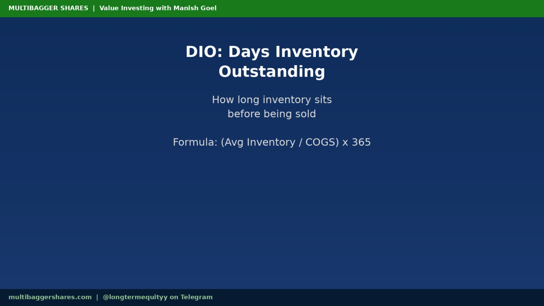DSO stands for Days Sales Outstanding. This measures how many days it takes to collect payment from customers after making a sale. In India, many companies sell on credit, especially to government entities or large corporations. If DSO is 120 days, that's 4 months of revenue sitting as receivables. Very dangerous.